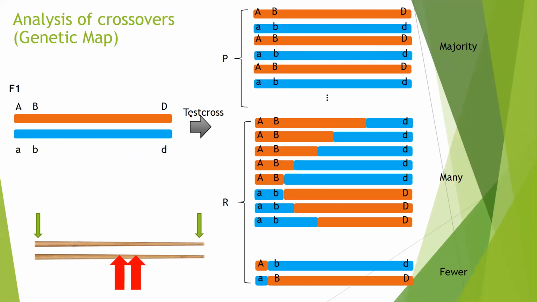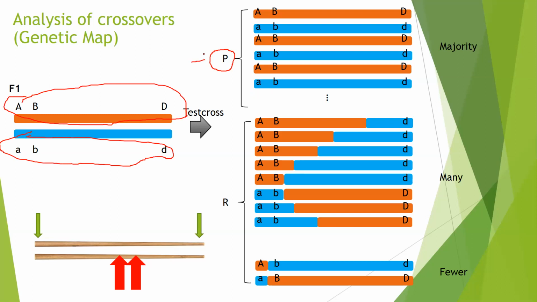When we do the test cross, we could get two groups of progeny. One group is called the parental type. Now everybody knows what this means, right? Because this is important. The parental type means the progeny carry exactly the genotypes of the parents. The parents have a genotype like this, either capital A, B, and D, or lowercase a, b, and d.